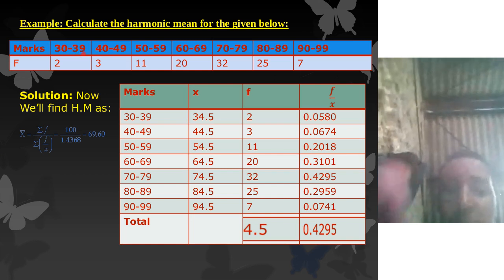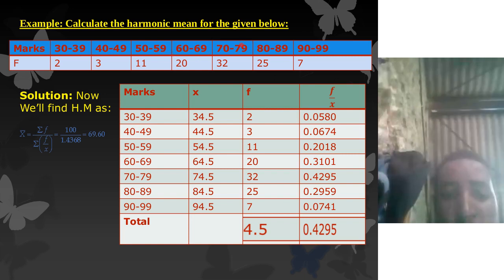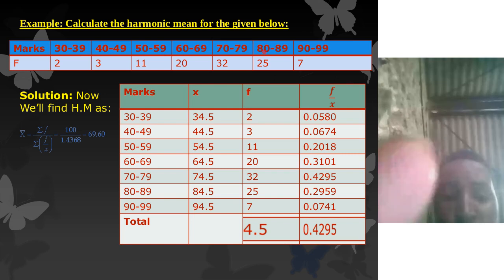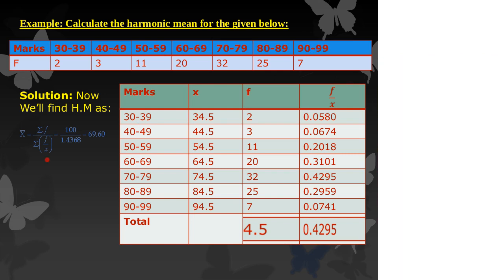So we have 30 to 39, 40 to 49, 50 to 59, 60 to 69, 70 to 79, 80 to 89, 90 to 99. Then we have the frequency as 2, 3, 11, 20, 32, 25, and 7. Are we done? Are we together? Guys, what does silence mean? Daniel, I can see you are done. Okay, thank you if you are done.